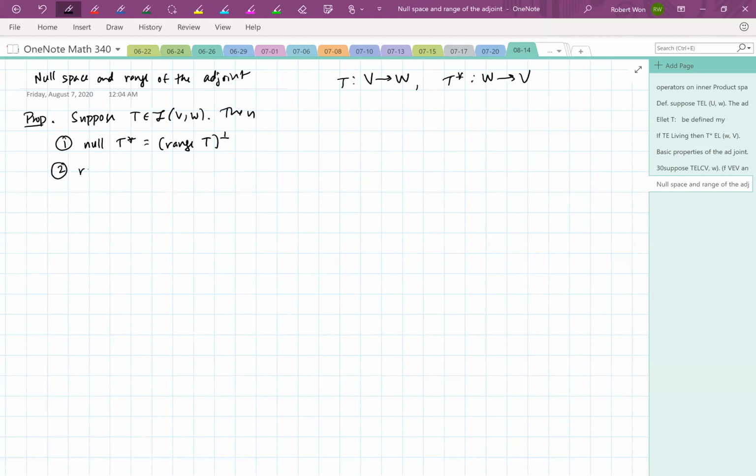And maybe not surprisingly, the range of the adjoint is the orthogonal complement of the null space of the original map. And then these two will follow immediately from this, but we'll write them down for completeness. The null space of the original map is the same thing as the orthogonal complement of the range of the adjoint. The range of T is the same thing as the orthogonal complement of the null space of the adjoint.